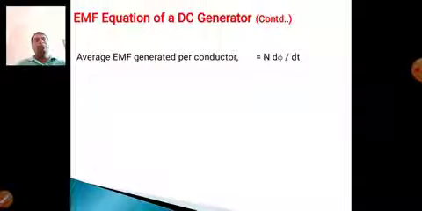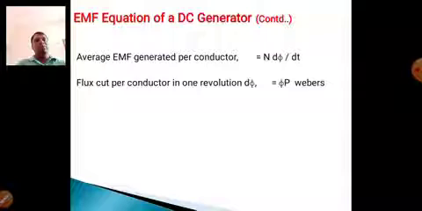The average EMF generated per conductor: according to Faraday's second law, the induced EMF is equal to the rate of change of flux linkages. Here it is the average EMF per conductor, that is E equal to N into d phi by dt. Here d phi is the change in flux, and dt is the change in time. The flux cut per conductor in one revolution, that is d phi, is phi into P, flux into number of poles.